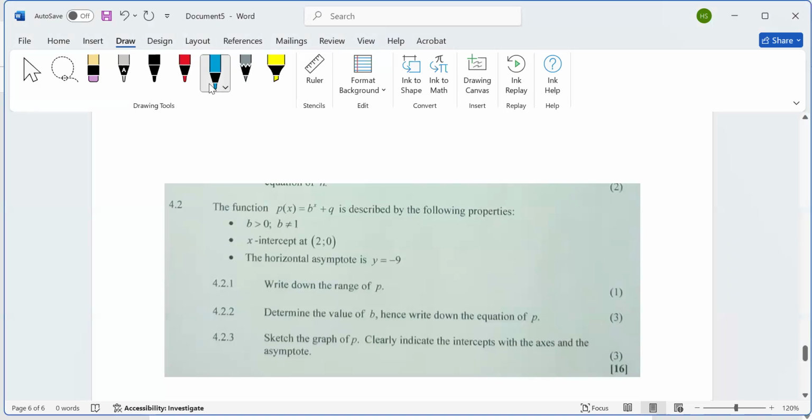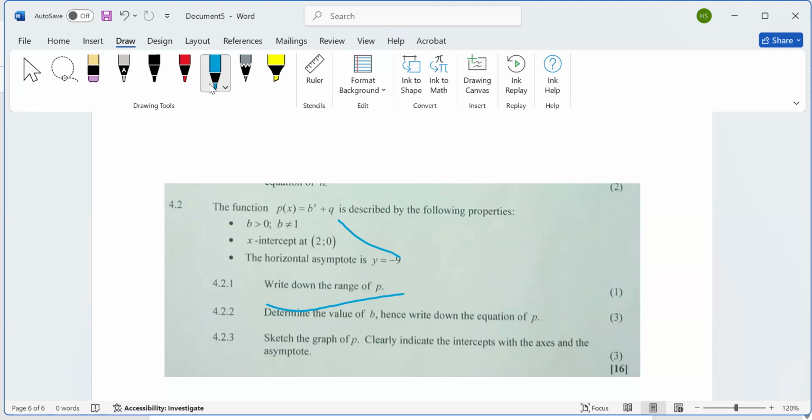The horizontal asymptote is the q value. Whatever the q value is going to be, that is the horizontal asymptote. And then they say we should write down the range. In range are the possible y values. We are going to check the graph and see which ones are the possible y values.